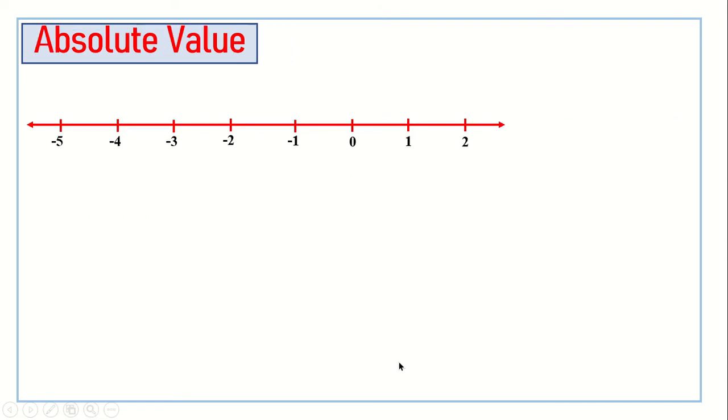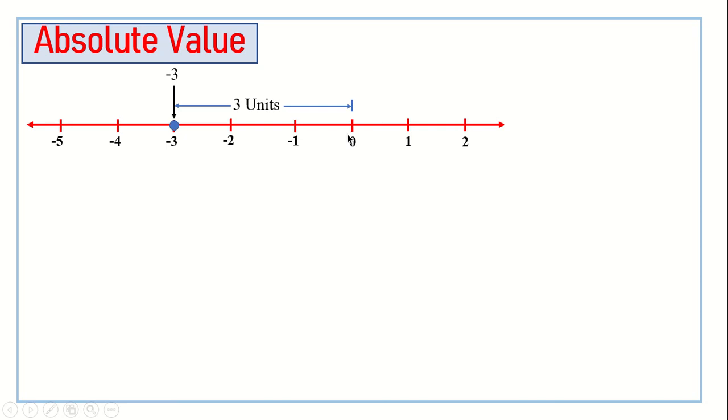Okay, now let's look at absolute value. For example, if we want to locate negative 3, how can we get it? Now, we can see that this is point 0. And when we talk about negative, we have to go to the left of 0. But then, how many units are we going to count from 0 to go to negative 3? Let's check. We have got 1, 2, and 3. So, negative 3 will be at this point.